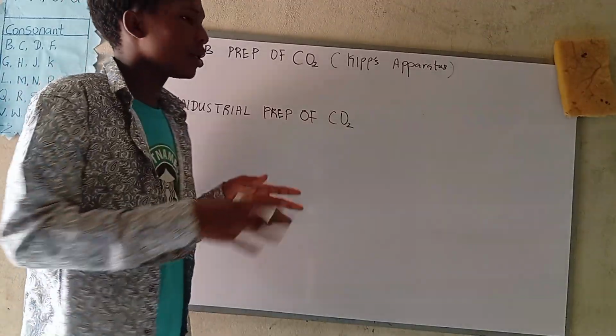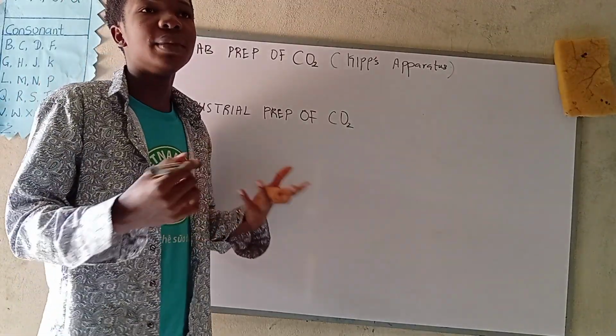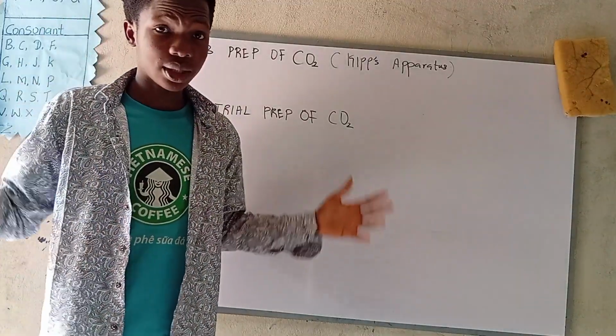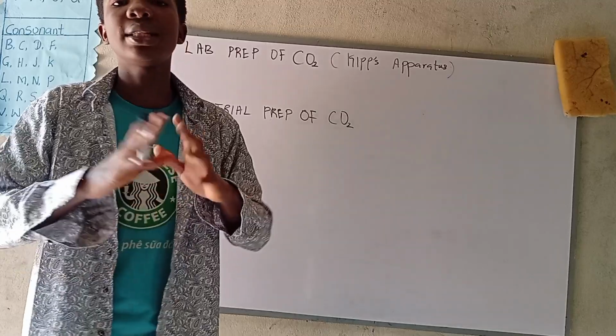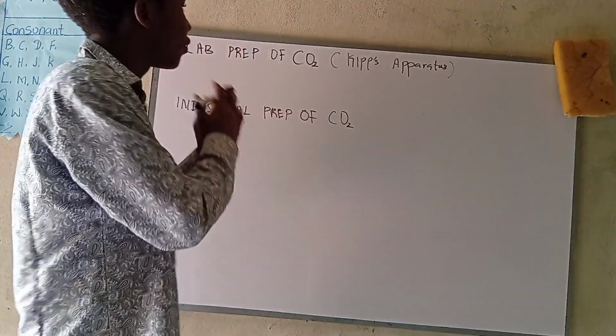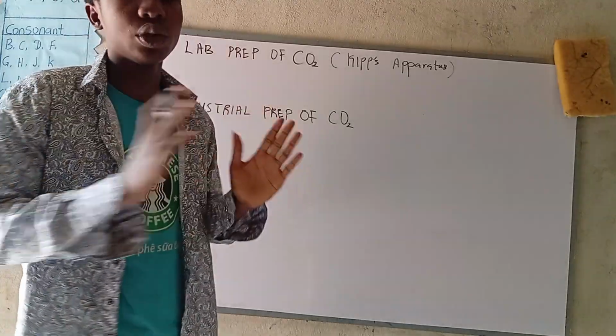When you hear industrial, you mean it has to do with large quantity. You are trying to produce this compound or this element in a very large quantity. So now let's move on to the preparation of CO2.